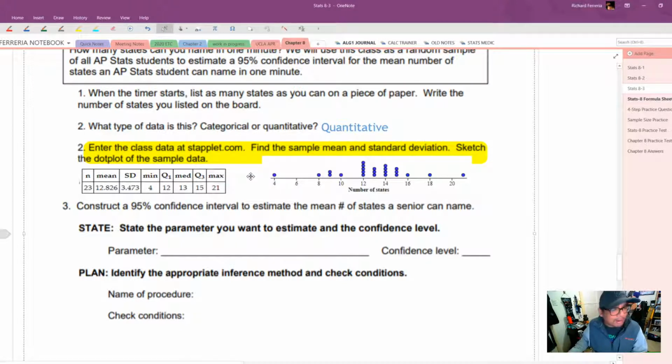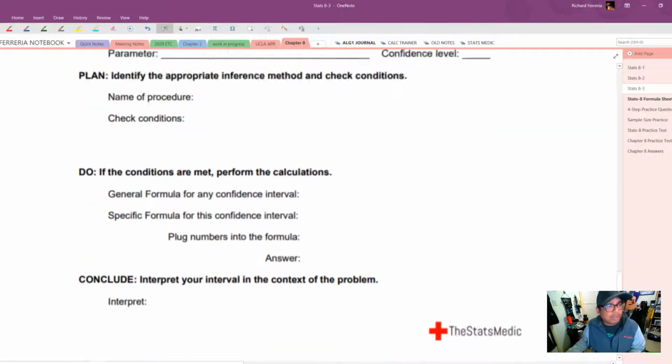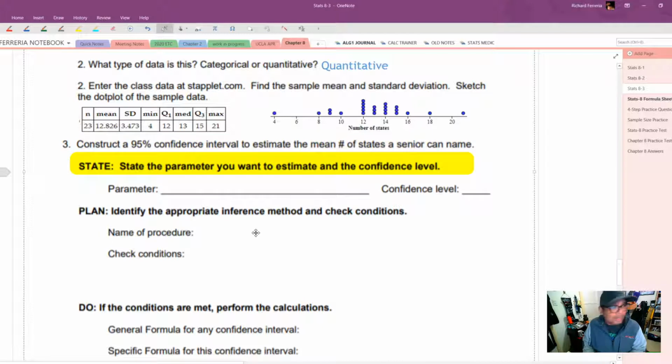Construct a 95% confidence interval for the number of states a senior can name, or I guess they mean AP Stats students can name. Here's a 4-part plan again. We'll just kind of preview. We've got state, plan, do, and conclude, just like we did last time. To state, we need to talk about the parameter and the confidence level. So that's not really a big deal.